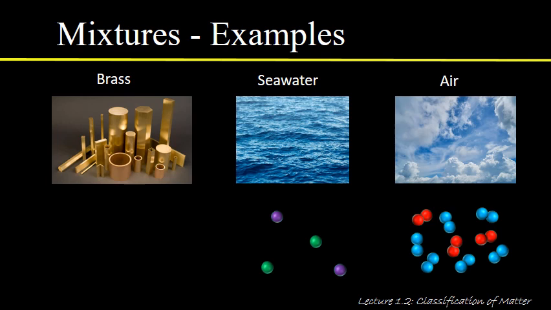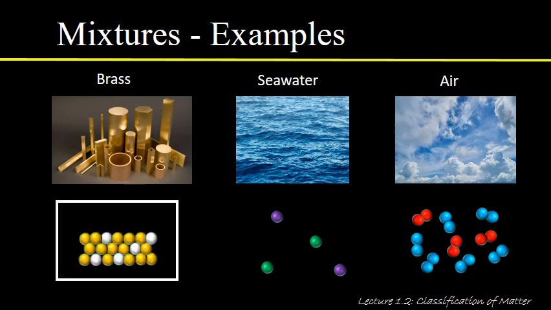Okay, so let's look at a couple examples of mixtures. Brass. Brass is made of copper and zinc. Right? So this is what brass would look like on the microscopic level. And you can see the ultimate particles here are atoms, and we've got two different kinds of atoms. We've got these zinc atoms and we've got these copper atoms. Right? So this would be a mixture.